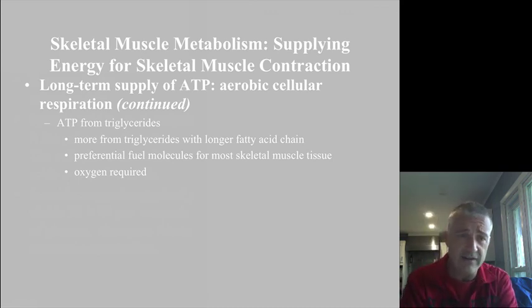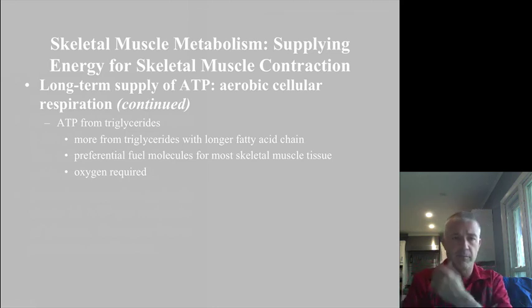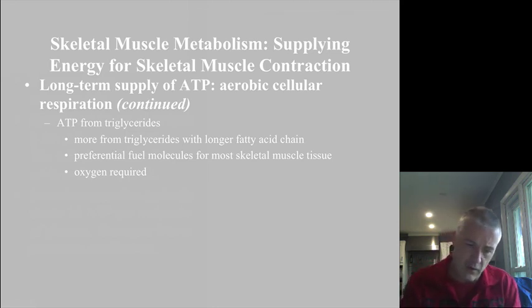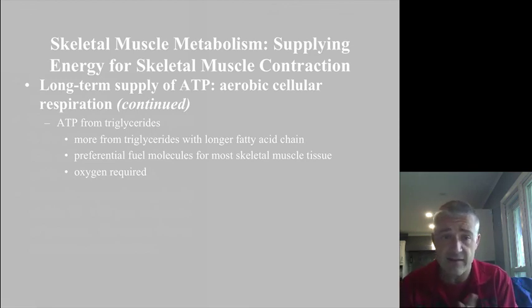When you're doing higher intensity activities, we tend to preferentially use carbohydrates. We only have enough of those for about 2 hours-ish of activity at that level. The body can also, if you're going a little bit slower, use fats, so we can use these triglycerides, and it's a preferential fuel molecule, like it says here, for skeletal muscle, as long as the intensity level isn't too high, and as long as you have sufficient oxygen.